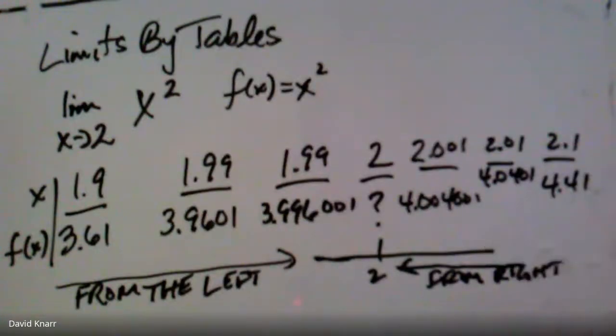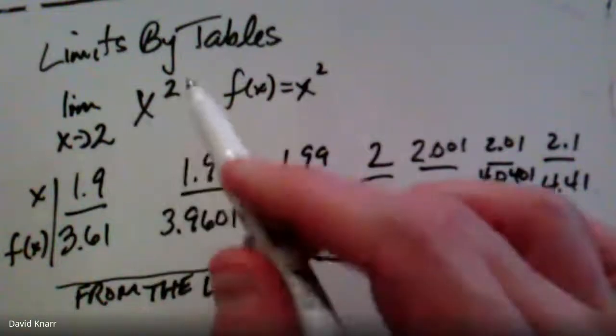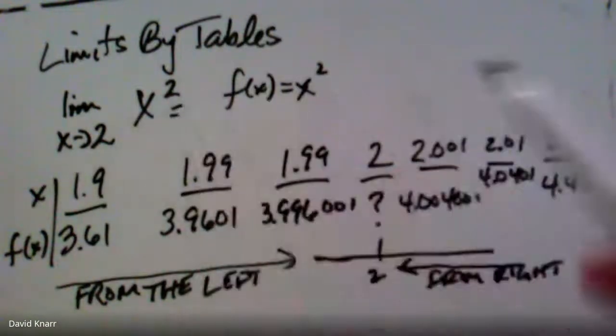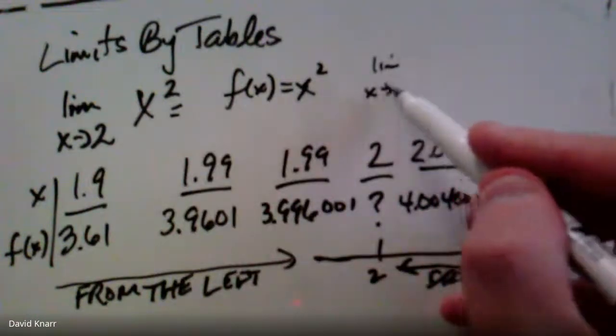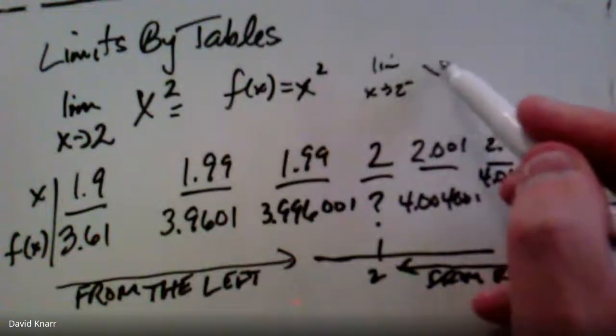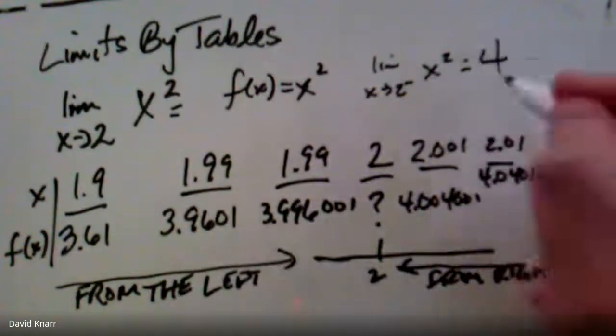Okay. So now, what does it mean to calculate the limit as x goes to 2 of x squared? It means that from the left and from the right, I have to go to the same place, right? Same old definition we've been talking about. So what is the limit as x goes to 2 from the left of x squared? Well, from the left, as I approach, here are the y values: 3.61, 3.9601, 3.996001. It looks like I am getting closer to 4.